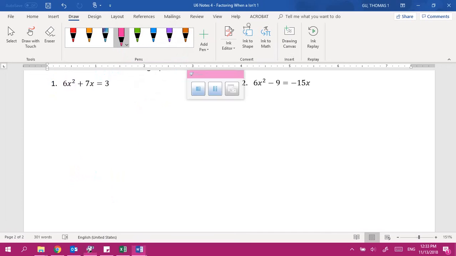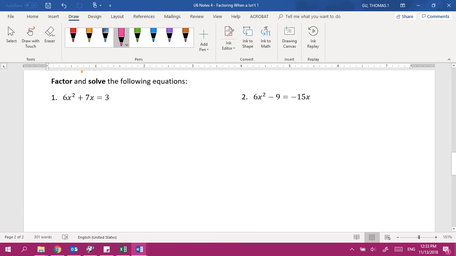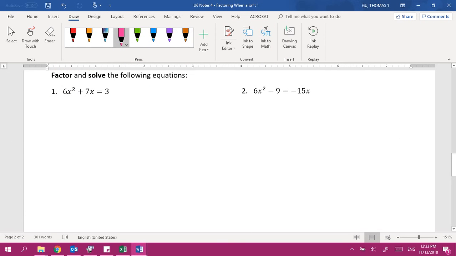Alright, here we go. Number 1. What do we need to do first on number 1 right here? Set it equal to 0. So how do we do that? Subtract 3. When I subtract 3 from both sides, what's my new equation then? 6x squared plus 7x minus 3 equals 0. Very good. Next we would check for a greatest common factor, but is there a greatest common factor that's not 1? No, so we can just skip that step and go straight into the x box.